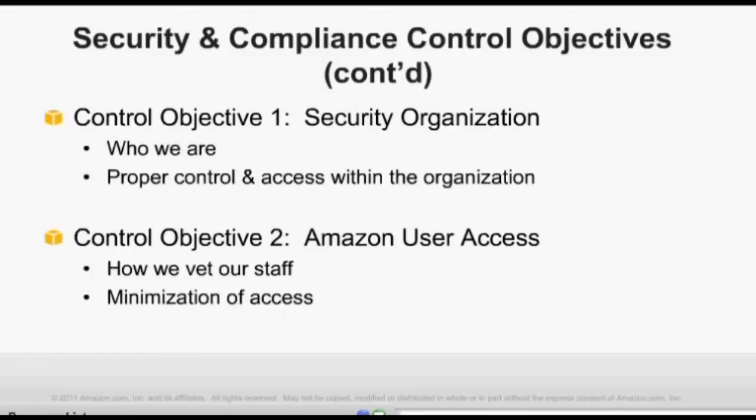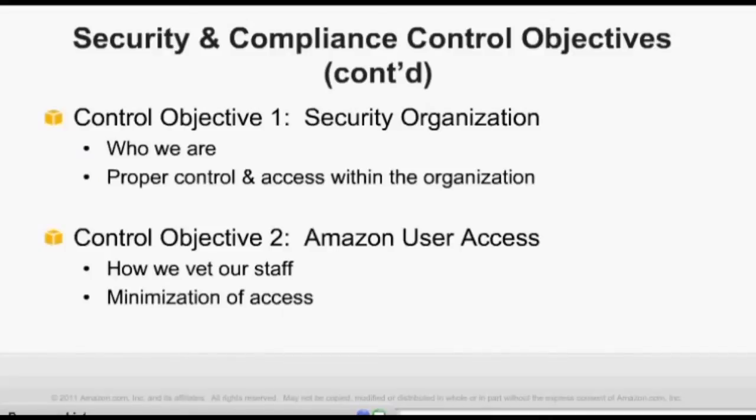The second control objective is really about how we vet our staff. So what are the background checks that we do? And we do background checks based on the level of access that they need. It also covers our notion of minimization of access. So this is least privilege.